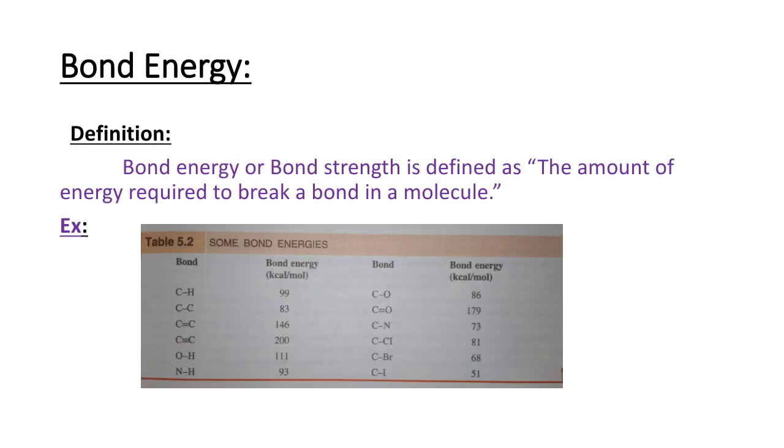Bond energy. What is bond energy? Bond energy is also called bond strength. It is nothing but the amount of energy required to break a bond. In a molecule, the amount of energy required to break a bond is called its bond energy.